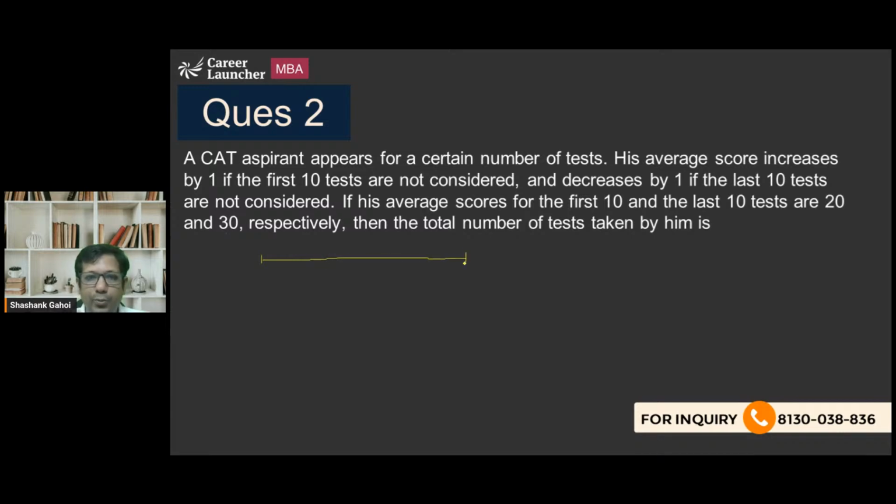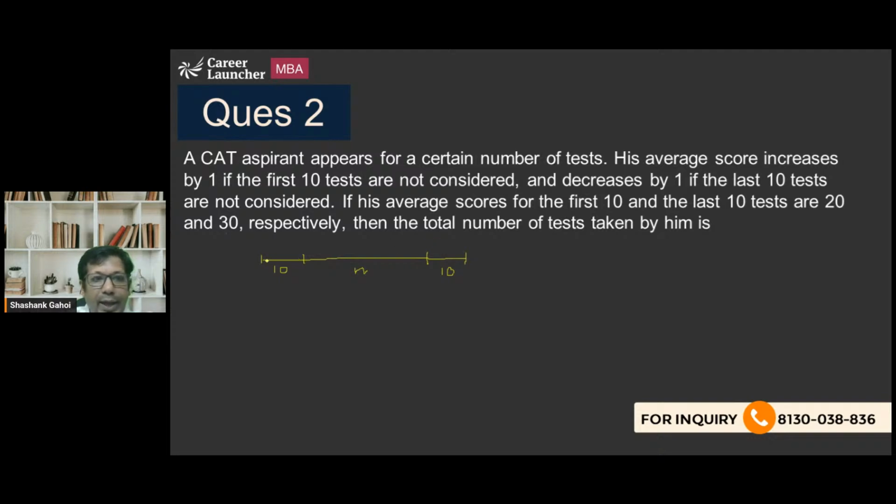So what I am going to do, I am going to divide the total number of tests. So we have the first 10 tests, we have n tests in between, and we have 10 tests in the end. Okay. Now, what does it say?